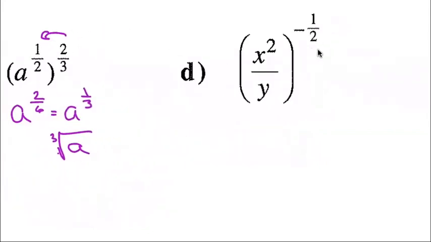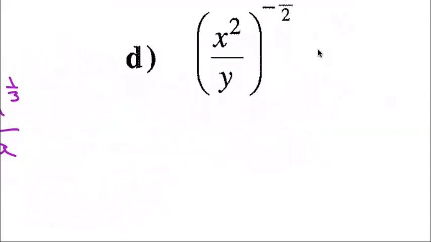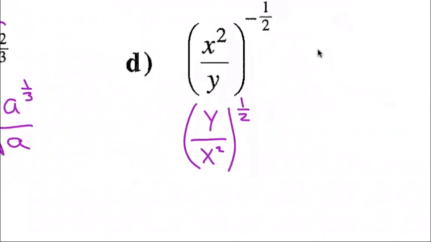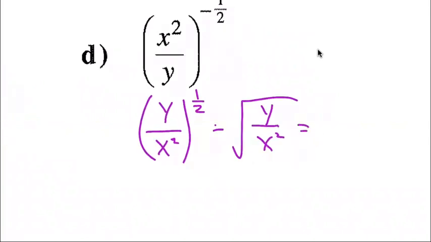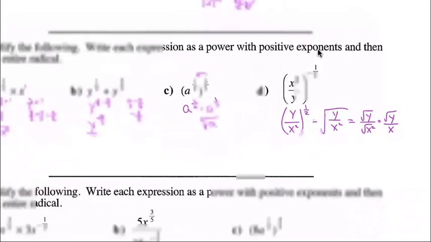X squared over y, all raised to the -1/2. Well, that's a negative exponent, so I'm going to flip this fraction first. Y over x squared, all to the +1/2 now. Now that is the square root of y over x squared, which, because that's an x squared, I'm going to say square root of y over the square root of x squared, which is just x. Square root of y all over x would be the most simple form.